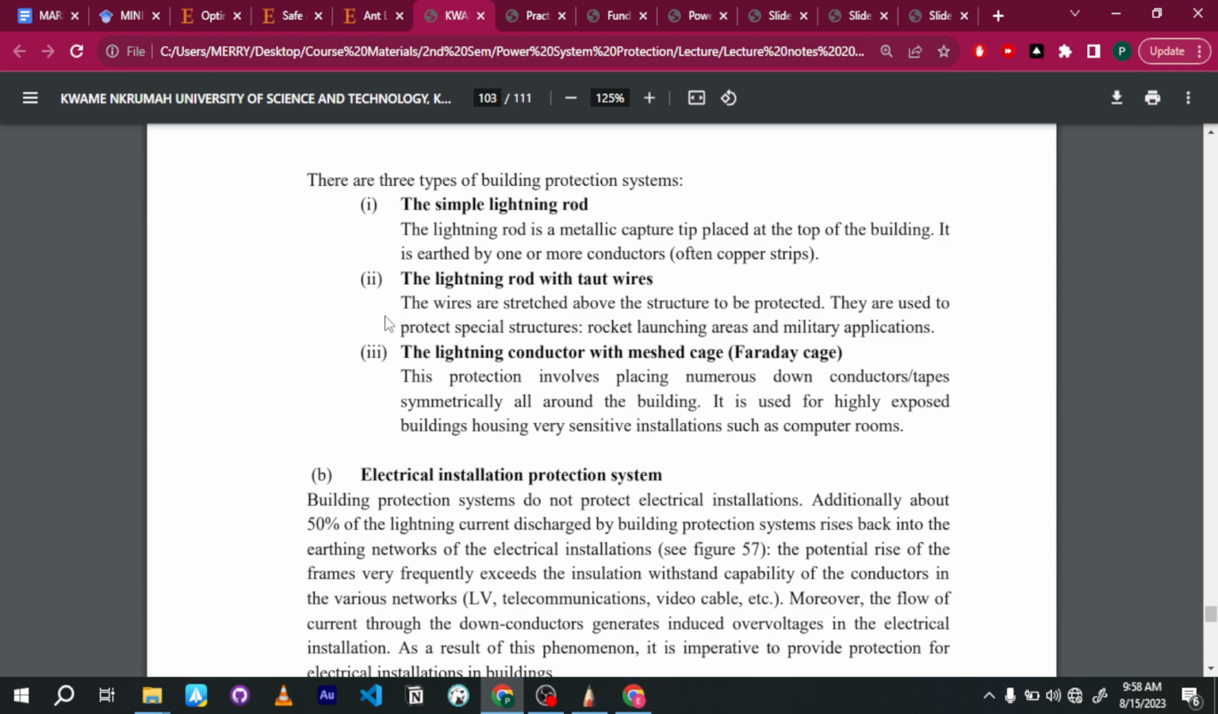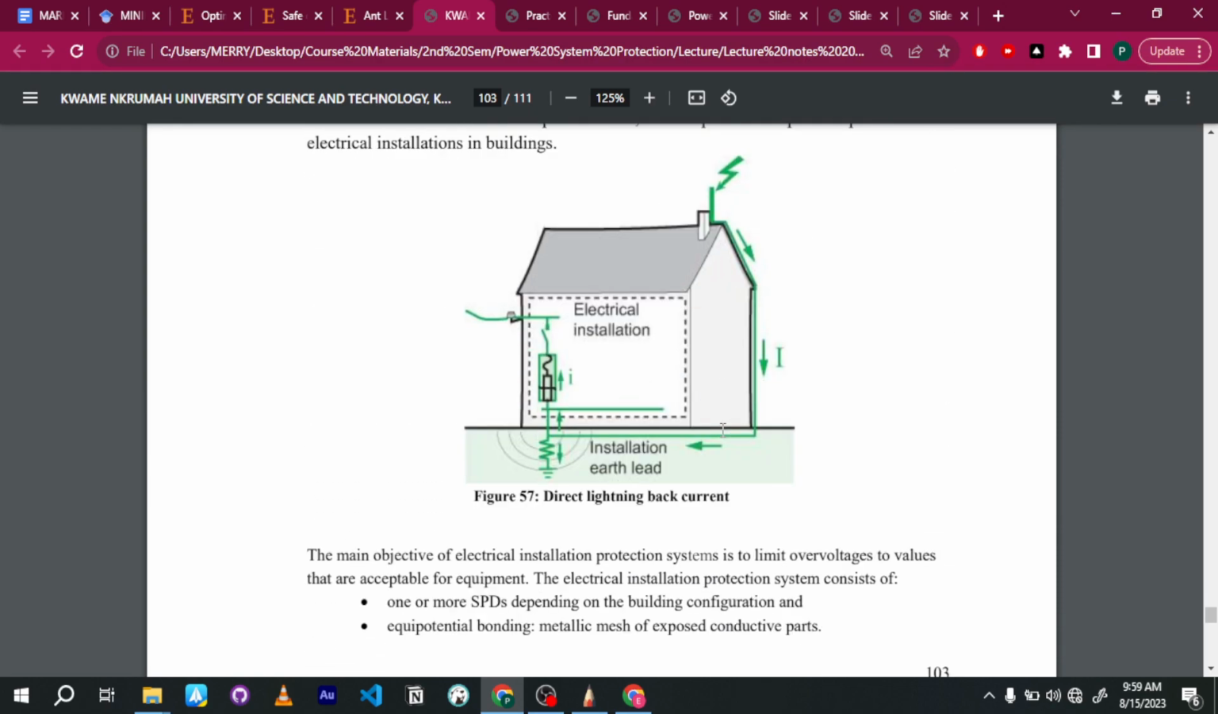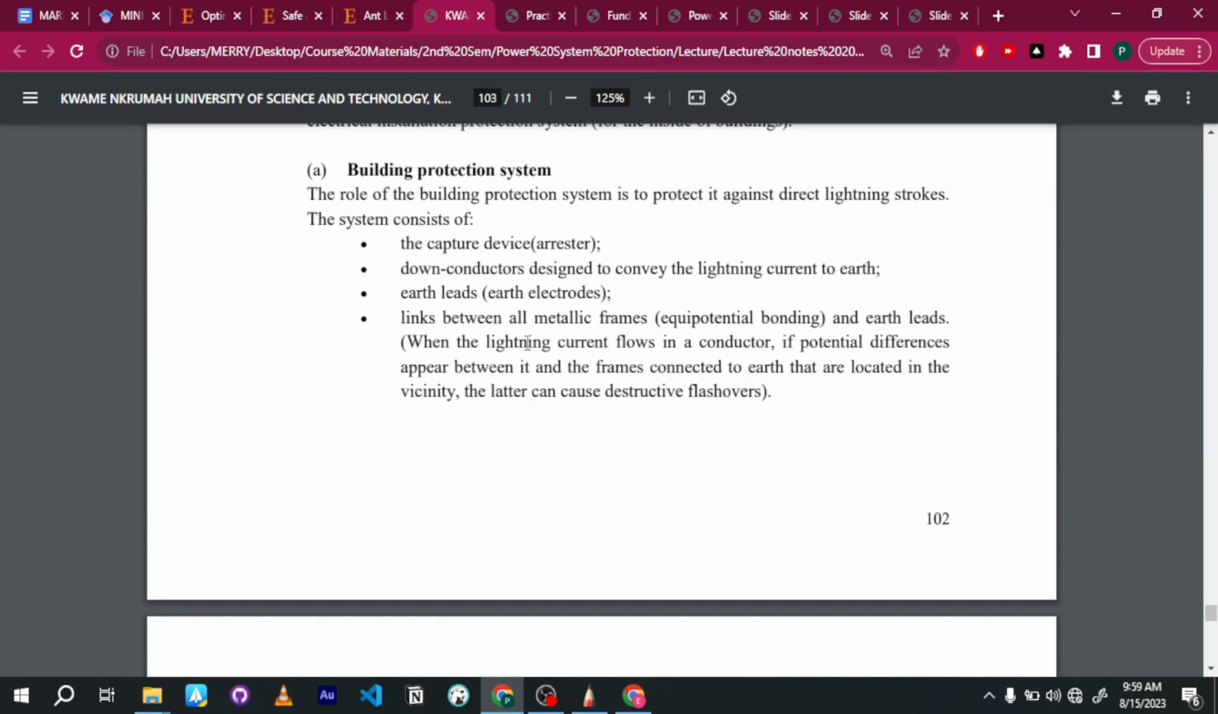And a lightning conductor with meshed cages, Faraday cages, right? So protecting the building itself, you can't bring foreign signals in from outside. The mesh cage will catch it. So you place numerous conductors symmetrically all around the buildings. Used for highly exposed buildings and sensitive installations. You understand? So that's how the building protection system is.